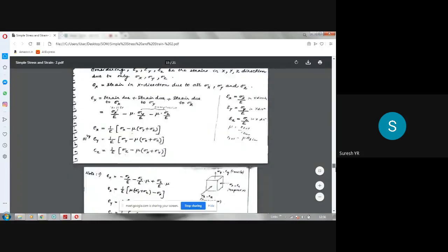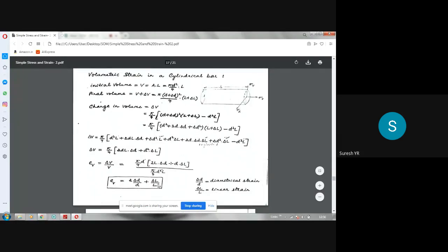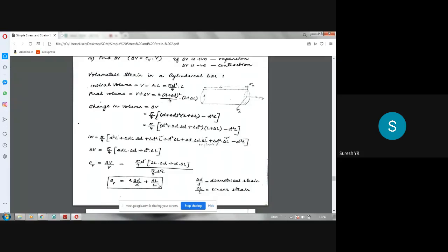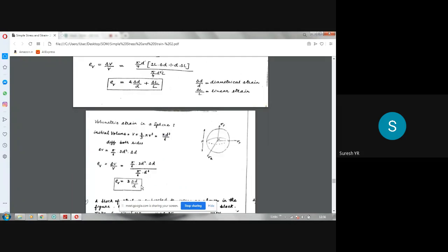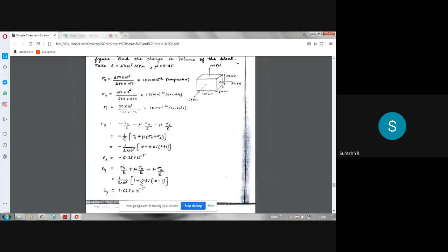That's all. So today, what we did, I explained how to calculate the volumetric strain in a cylindrical bar, which is given by this formula: delta L by L, that is your linear strain, plus 2 times the diametrical strain. That is the derivation. For a sphere, it is 3 times the diametrical strain. Next, problems on generalized Hooke's law. You have to practice this. Some 3-4 problems of this kind you practice, so it will be easy for you to analyze any type of problem.